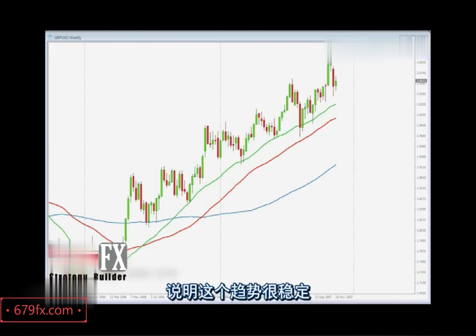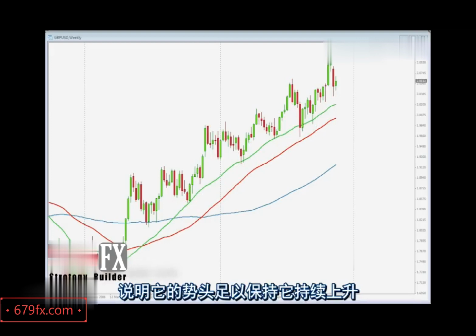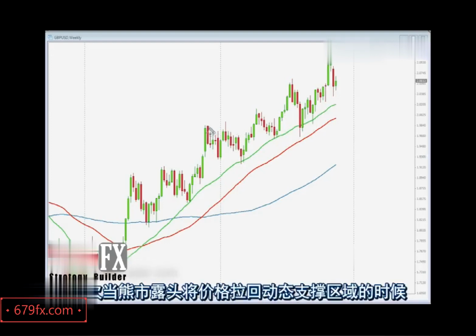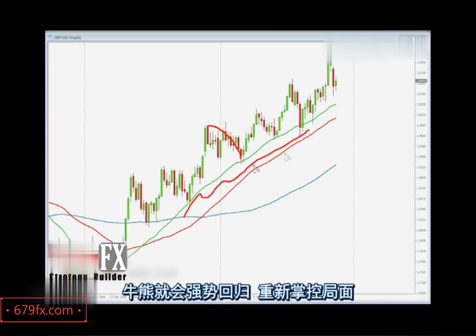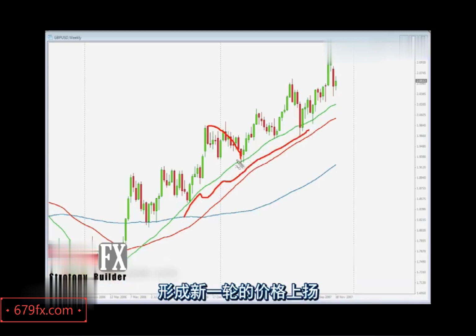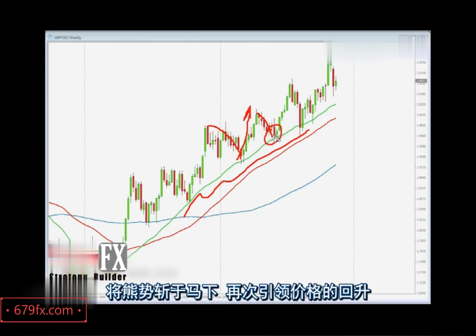That means that this is a healthy trend. It's a trend that's carrying enough momentum to the upside. Every time the bears manage to pull price down to the dynamic area of support, the bulls come into play. The bulls regain control of the situation and bang, push price to the upside. Another pullback, the bulls once again take control and basically slap the bears in the cheek, and off it goes to the upside.